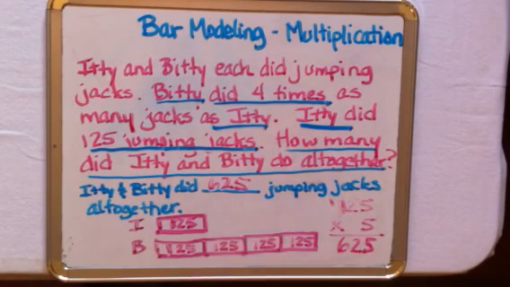So we put the answer in the blank, and we then just want to read the sentence and make sure it makes sense. And we got that Itty and Bitty did 625 jumping jacks all together. And that seems like a good logical answer, and so we can assume that we did it properly. Now I want to show you one more.